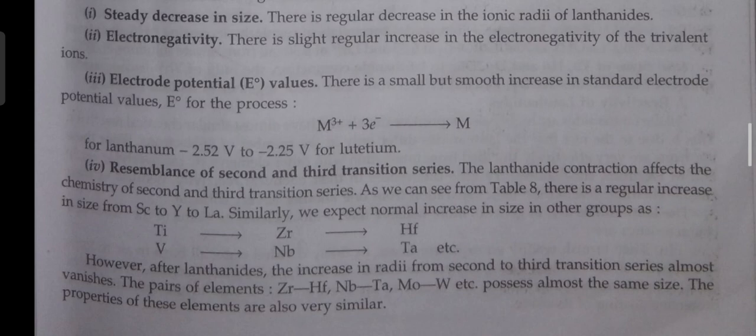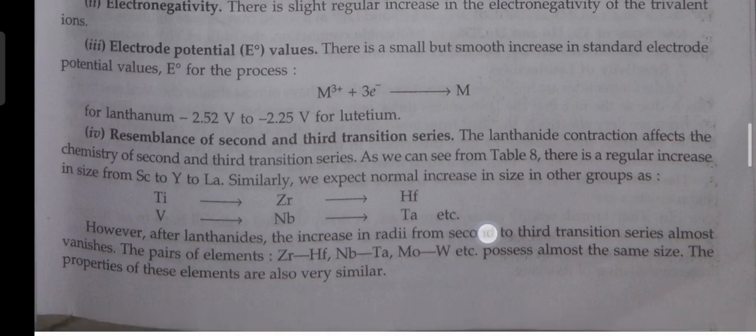There is a regular increase in size from scandium to yttrium to lanthanum. Similarly, we expect a normal increase in size in other groups: titanium to zirconium and zirconium to hafnium, vanadium to niobium and niobium to tantalum, etc. However, after the lanthanides, the increase in radii from second to third transition series almost vanishes. The pairs of elements zirconium and hafnium, niobium and tantalum, and molybdenum and tungsten, etc., possess almost the same size. The properties of these elements are also very similar.